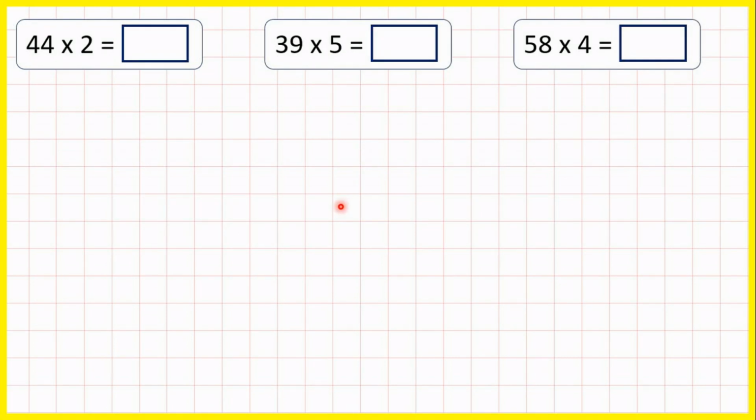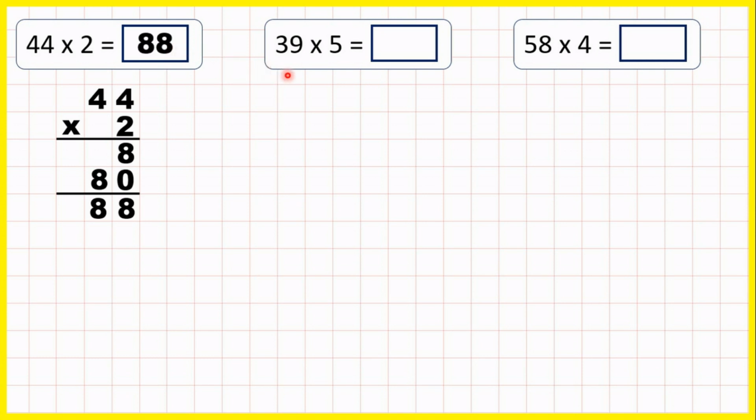Let's multiply using the expanded column method. So for 44 times 2, we can multiply the ones digit by 2 in our first answer line, then write a 0 in our second answer line, because there we're multiplying the tens digit, the 4, by 2, and then finally we can add up our answers. So 4 times 2 is 8, we need a 0 in our second answer line, and then 4 times 2 is 8, so we add up our answer lines and we have our answer.